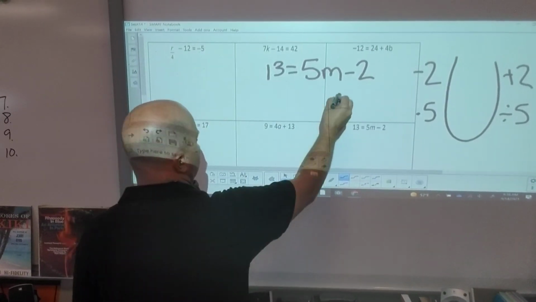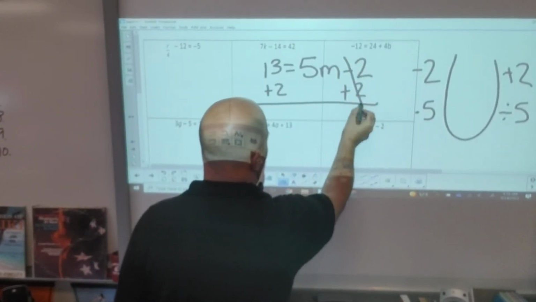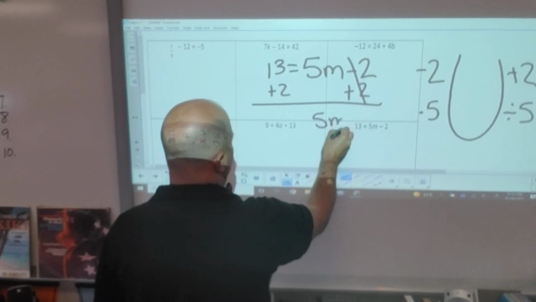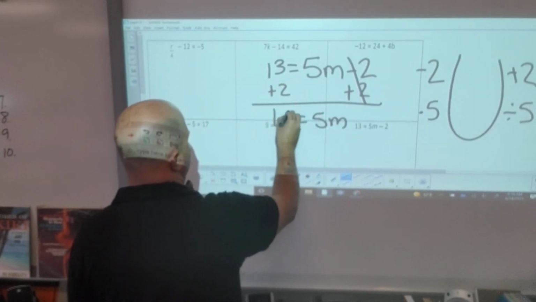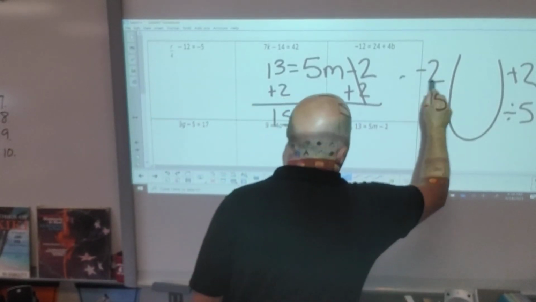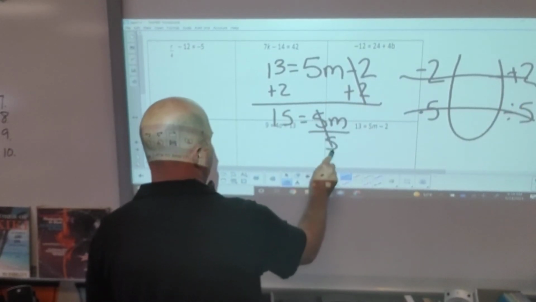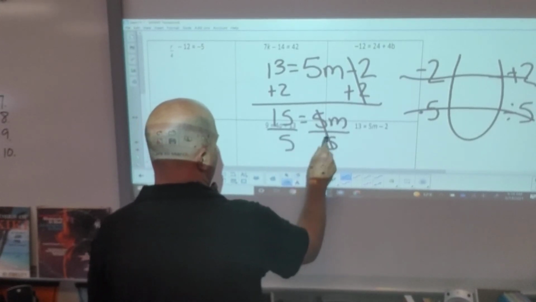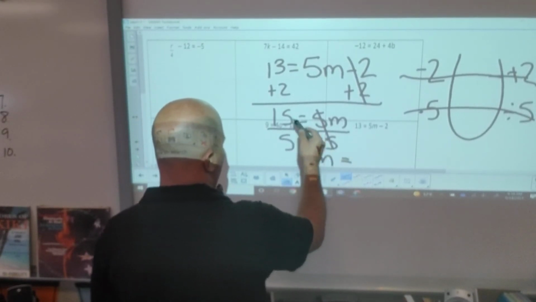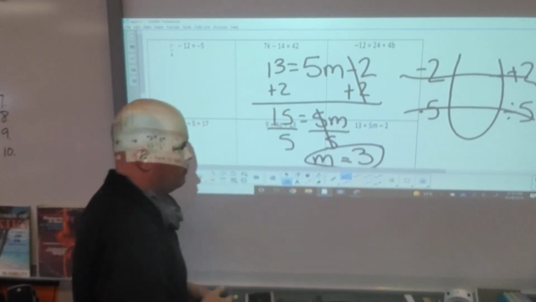So I'm going to add 2 to both sides, plus 2, plus 2. That becomes 0, leaving 5m by itself. 13 plus 2 is 15. I'm going to divide now both sides by 5. That cancels. So now I have m by itself, and 15 divided by 5 works out to 3. And I'm done with that.